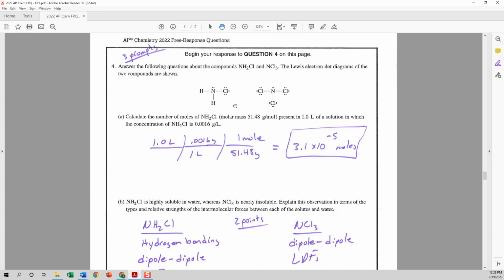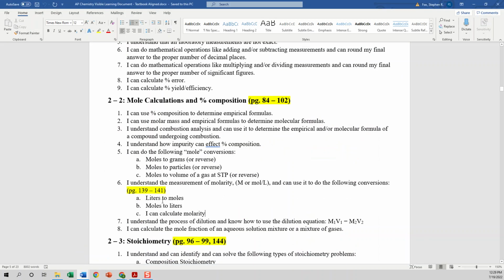Let's talk about the actual question in the visible learning objectives. So calculate the number of moles of NH2Cl, molar mass 51.48 grams per mole, present in 1 liter of a solution in which the concentration is 0.0016 grams per liter. They're giving you the molar mass so you don't have to waste time calculating it yourself, but we should know how to do that. Okay, so I was checking my visible learning document, and I don't really have one that's right on point, but this would just be a mole calculation.